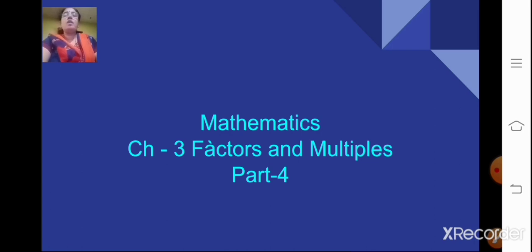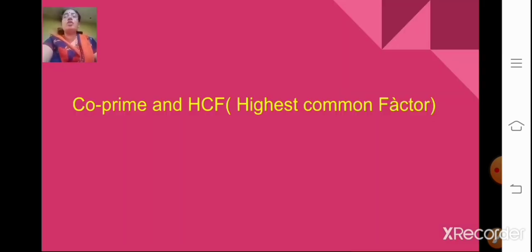Now students, we have already learned what prime numbers and composite numbers are, okay? And in the last class also we did the tests of divisibility. Today we will be learning about co-prime numbers and HCF. HCF means highest common factor.